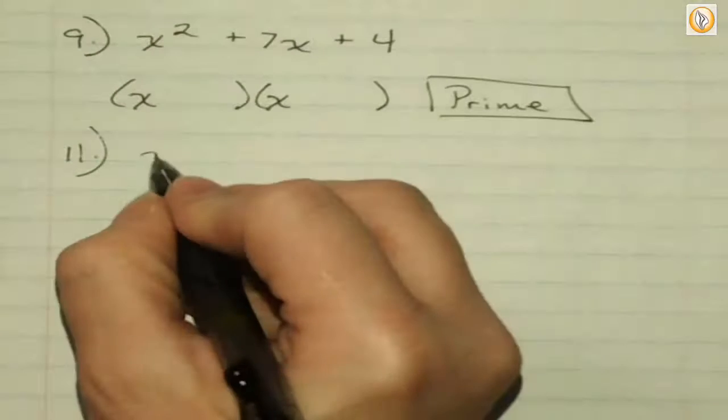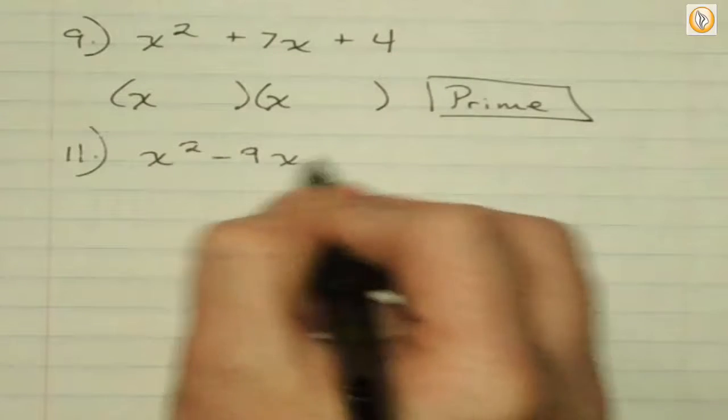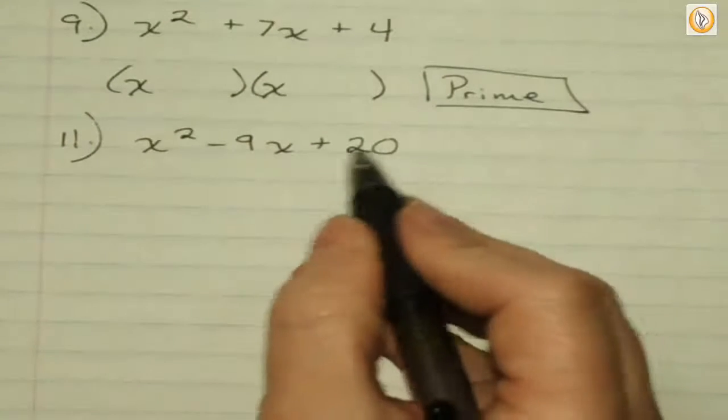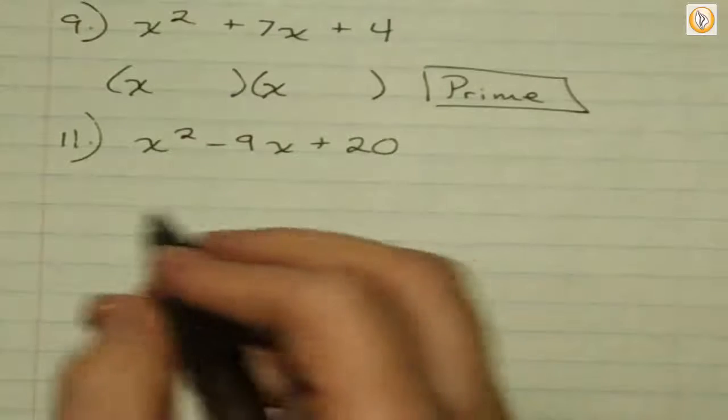All right, let's do 11. X squared minus 9x plus 20. All right, here's where you have a positive and a negative.